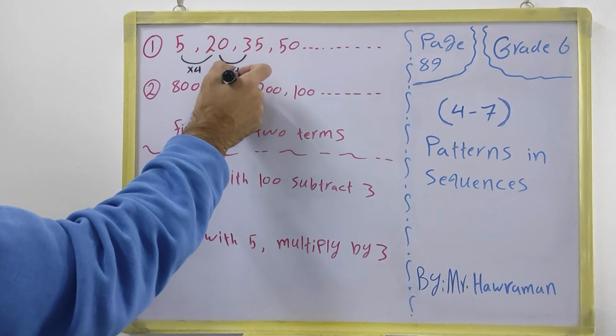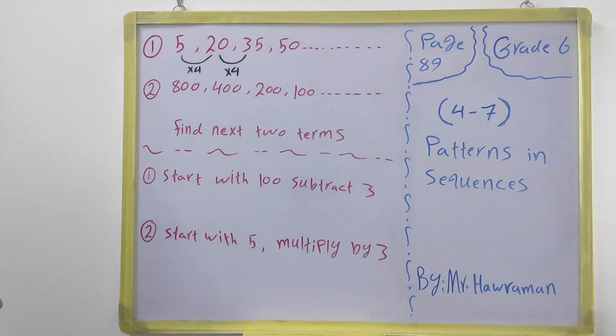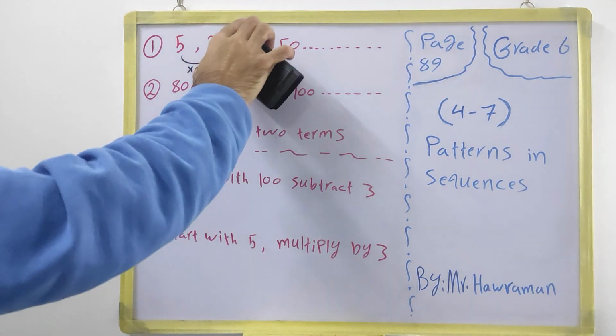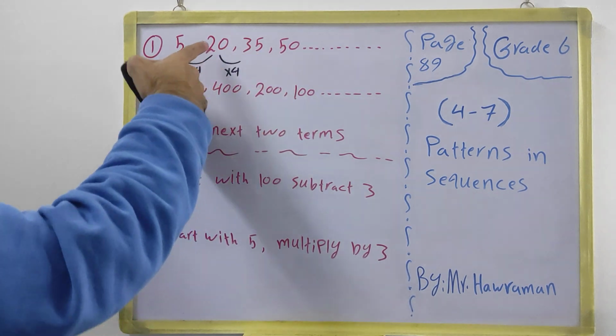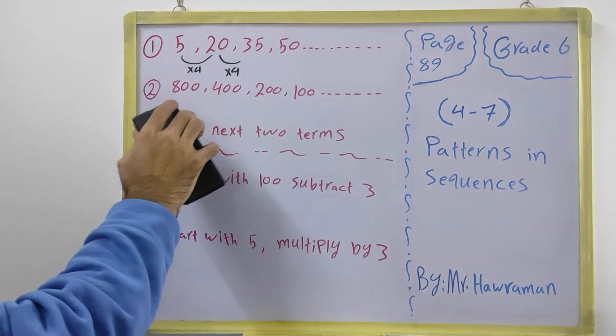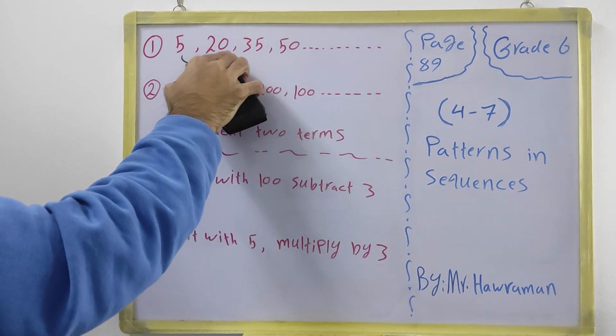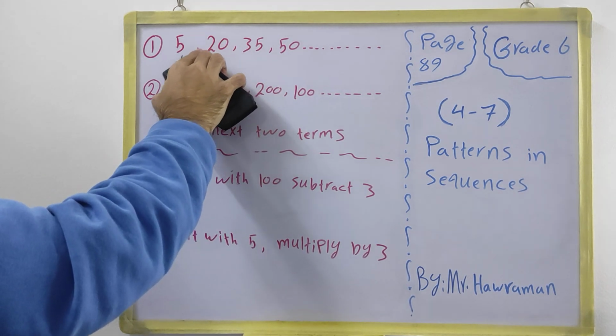20 multiplied by 4 must be equal to that number. But is it? No, it's not. So it means it's not multiply by 4, because 20 multiplied by 4 is not 35. So we think about addition. We think about plus.